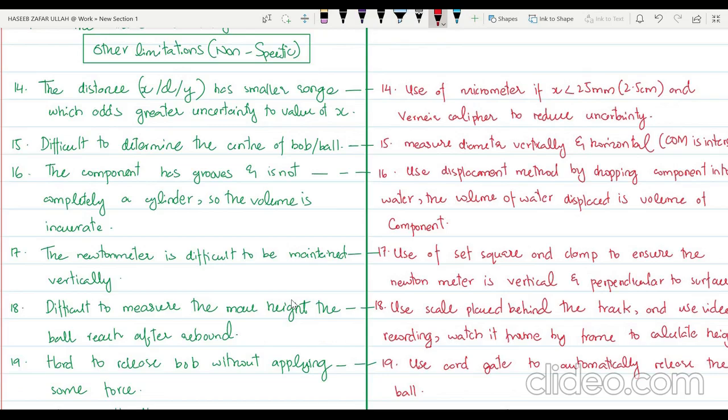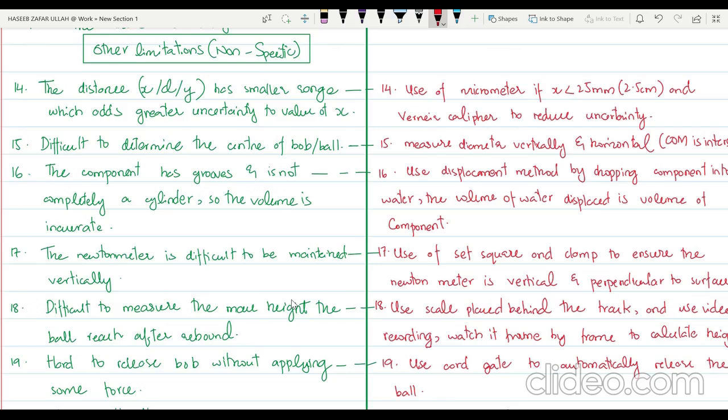Another valid point is the difficulty to determine the center of the ball. Like I mentioned earlier, they often ask you to calculate the center of the ball. It is difficult to assume the center in some cases, because the ball is mostly not uniform in its geometric shape. Like it is made up of, you can say, a dough or a material like that. So it is not a perfect ball. So what you can do is measure the diameter vertically and horizontally. The center of mass will be the intersection of both lines.